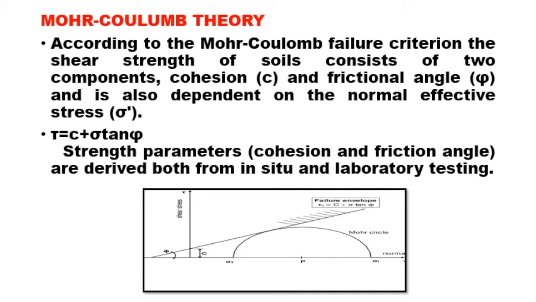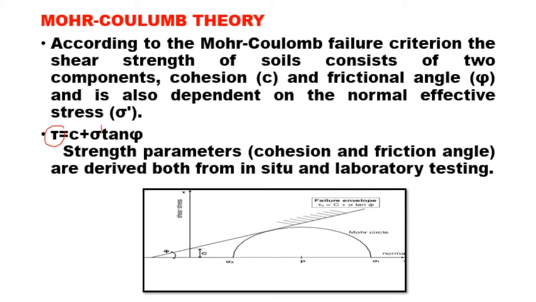The shear strength of soil is made out of two components: cohesion, denoted by the letter C, and friction angle, denoted by the letter phi. It is also dependent upon the normal effective stress, that is sigma dash. So tau equals C plus sigma dash tan phi. Here tau is the shear strength of soil, which depends upon cohesion, effective stress, and angle of internal friction.